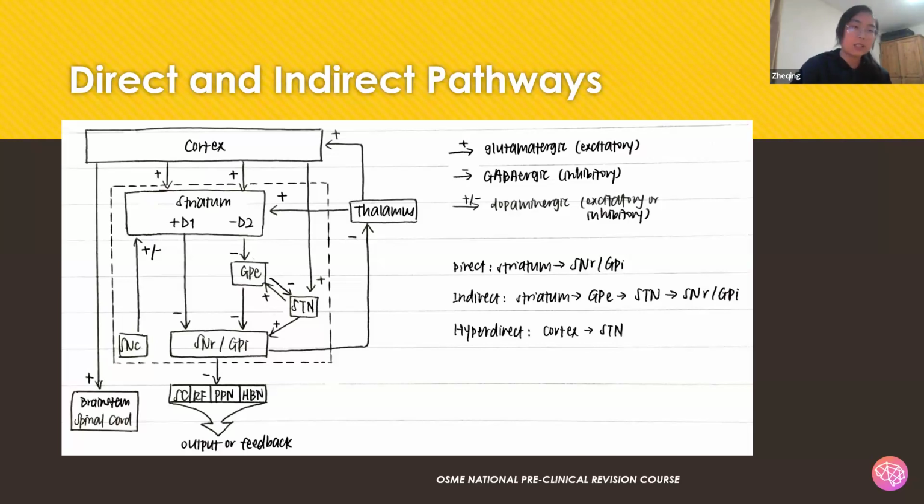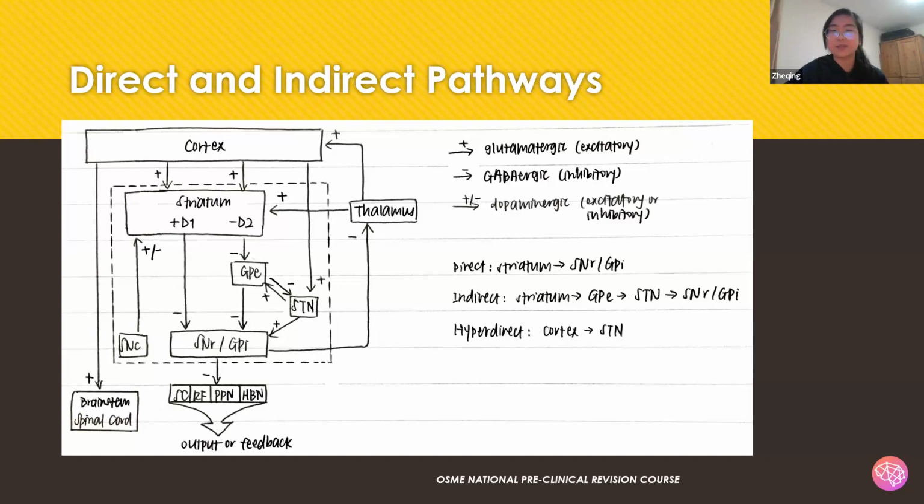Just draw a diagram. The important thing to remember is that the direct pathway is straight from the striatum to the SNR and GPi. So just remember that it's shorter. That's why it's called direct. And these mostly use D1 dopaminergic neurons, whereas the indirect pathway involves D2 dopaminergic neurons. And the inhibitory effect then is the output to the thalamus.